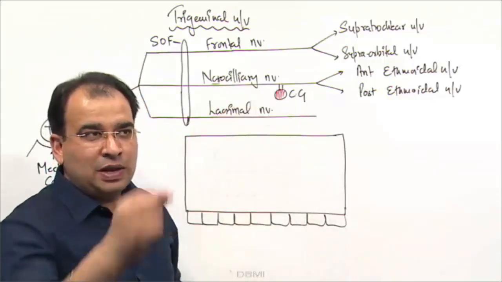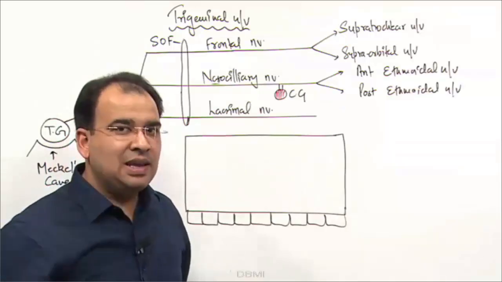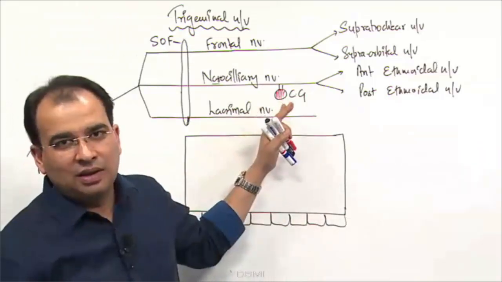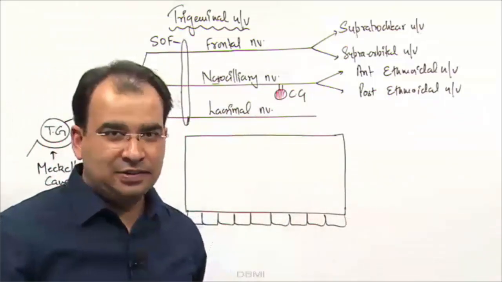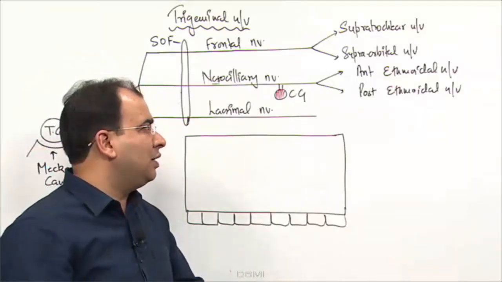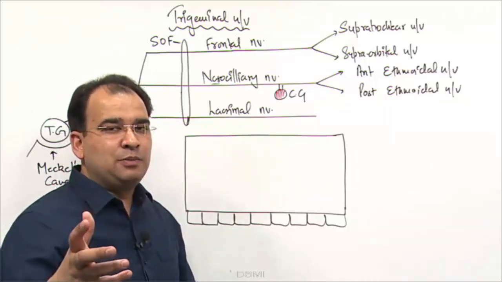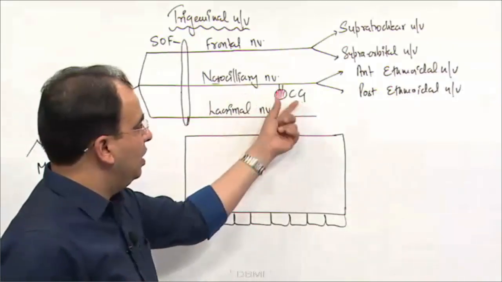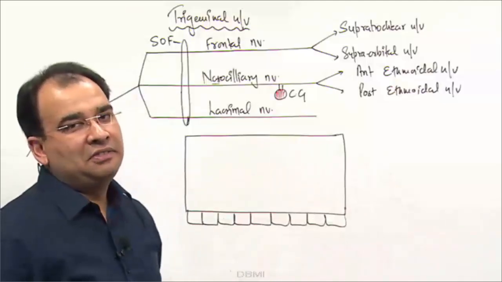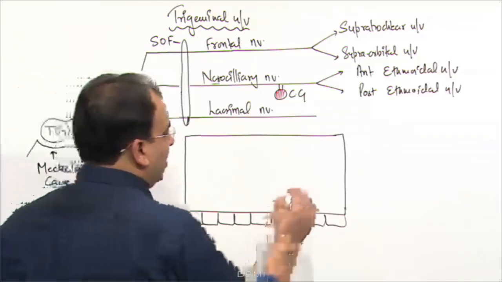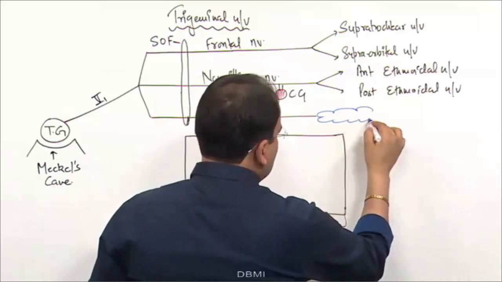Nasociliary nerve, and that's why those fibers which are coming out from that ciliary ganglion and supplying sphincter pupillae and ciliaris are nothing but branches of nasociliary only, and those branches are called short ciliary nerves. So you can simply say nasociliary. The nerve which is topographically connecting the ganglion will also carry the post-ganglionic fibers. Lacrimal nerve, obviously as the name suggests, supplies lacrimal gland.